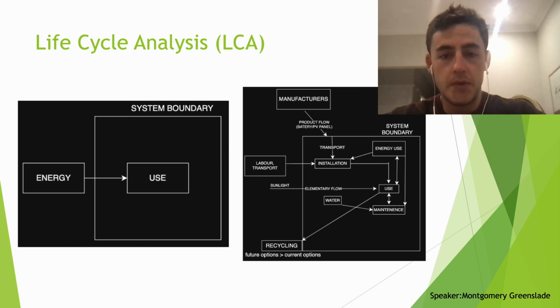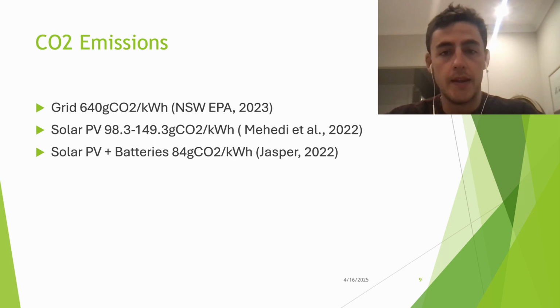Hi guys, my name's Monty. I'm just going to give a quick overview of the LCA, whose goal it is to compare the environmental benefits of the three systems. Our main discovery was that even with the exclusion of end-of-life recycling and material reclamation, solar PV and battery had the lowest emissions level of 84 grams CO2 per kilowatt hour.